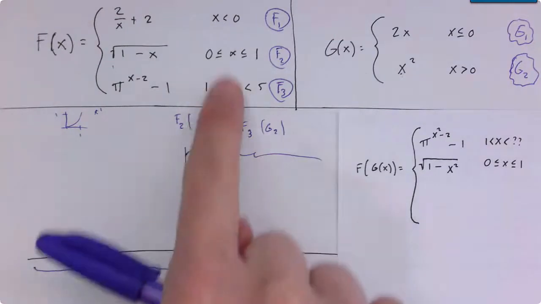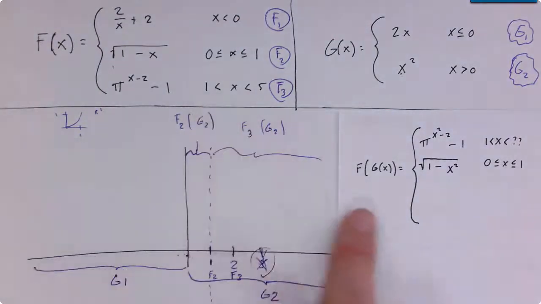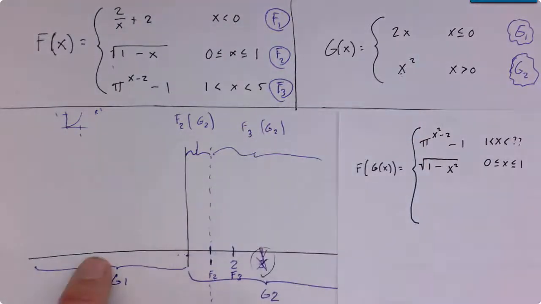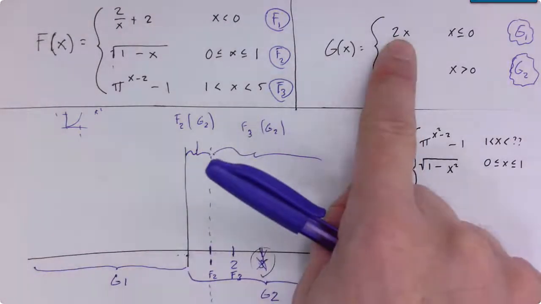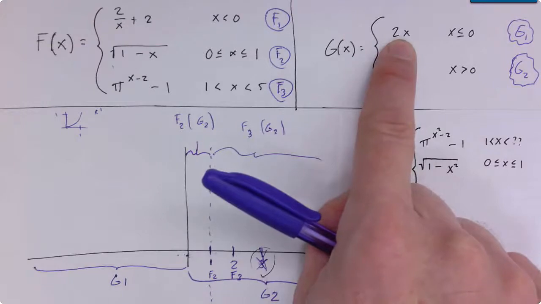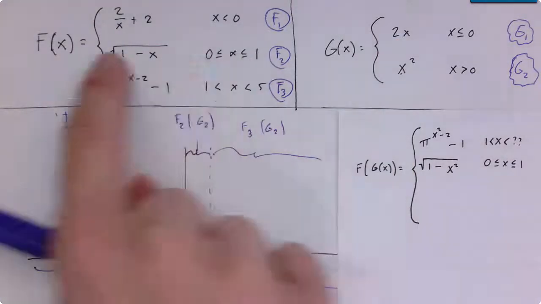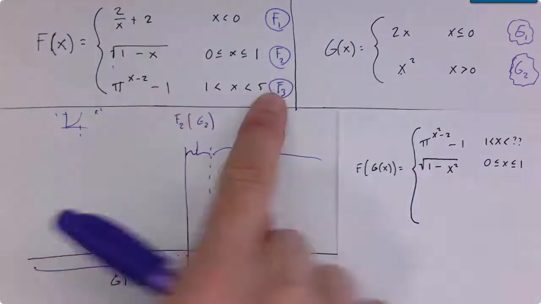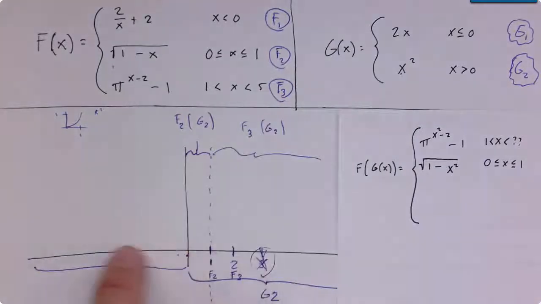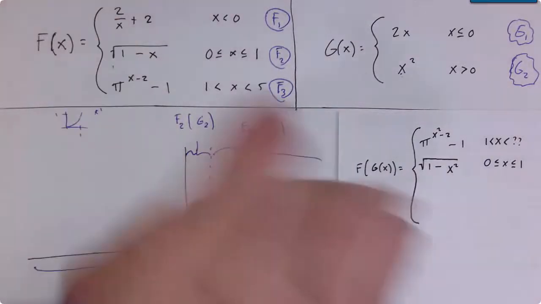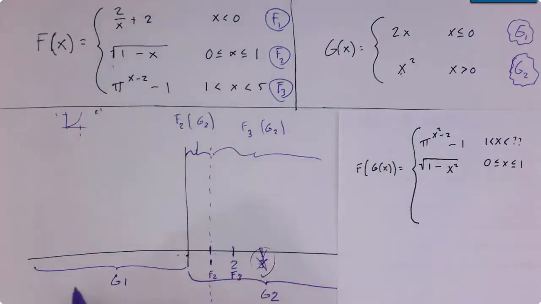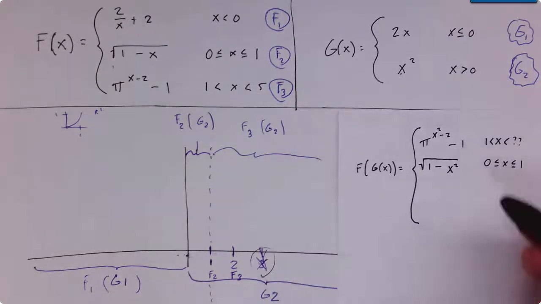Because that's what's going to tell us what piece of f we're going to send the output into. So if x is negative, 2x is also always going to be negative. So that means we know it's not going to be in this piece and it's not going to be in that piece. So for this entire interval, I know g1 is always going to get plugged into f1. So f1 of g1.